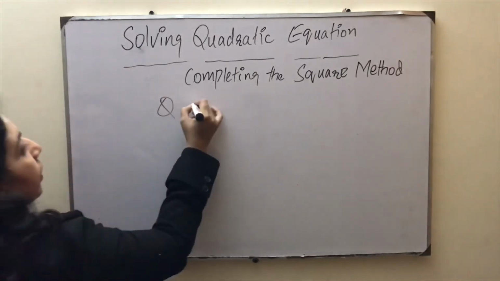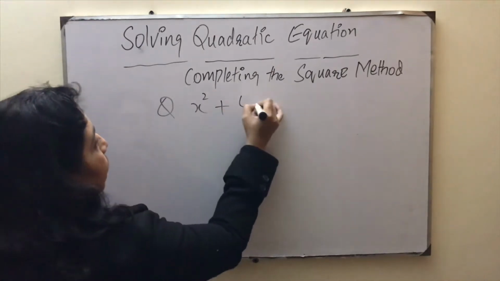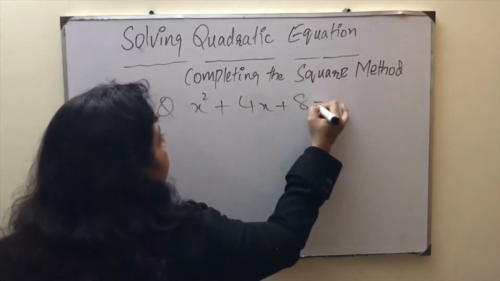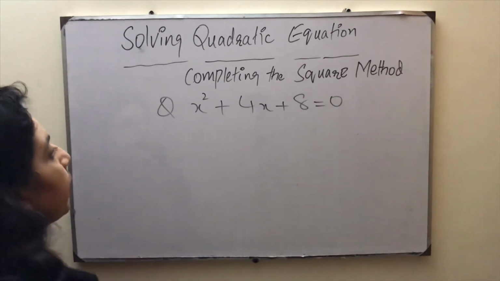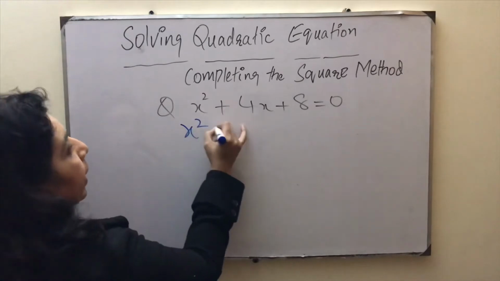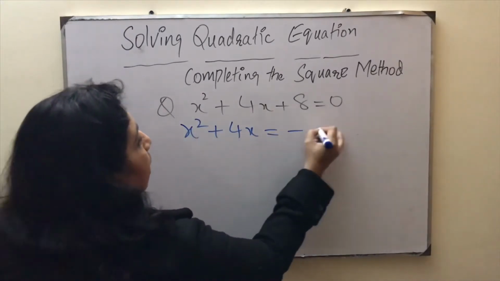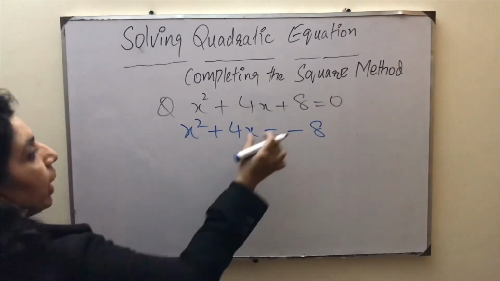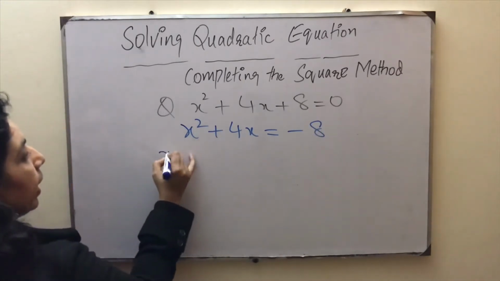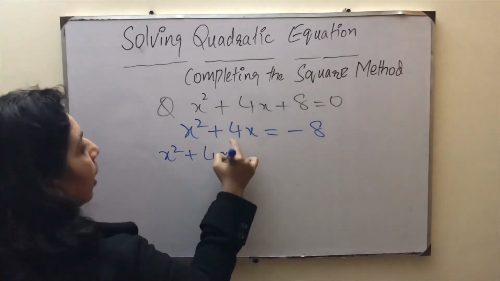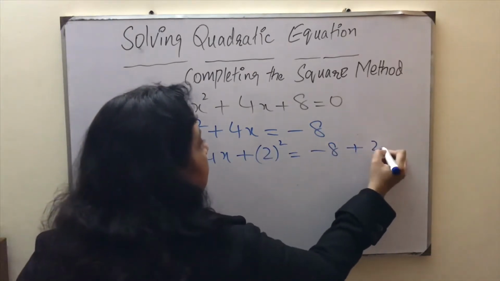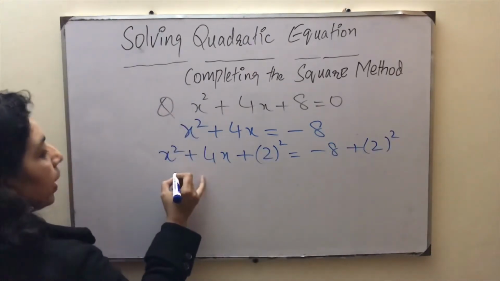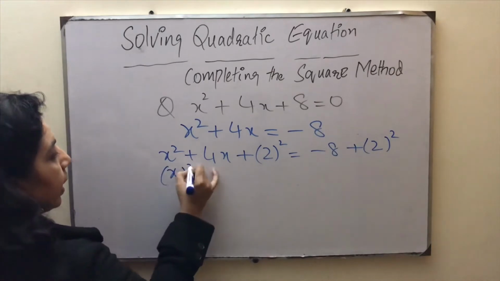The next question which I am taking is x square plus 4x plus 8 equal to 0. This question is also possible with factorization, but I shall apply the completing the square method on it just to clear your concept. Okay, I have taken this 8 on the other side. I shall add the square of the half of this on both sides. I shall convert it into a complete square like this.